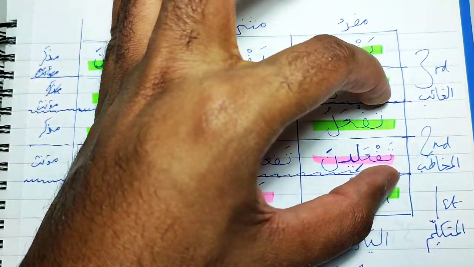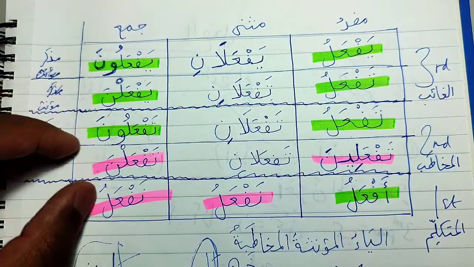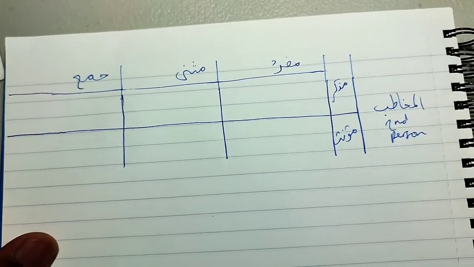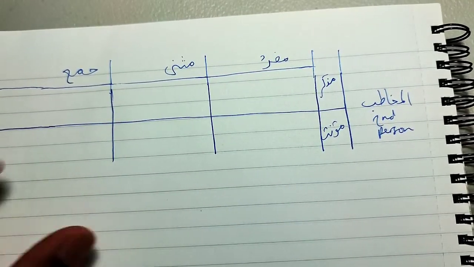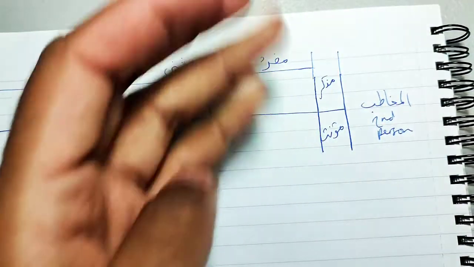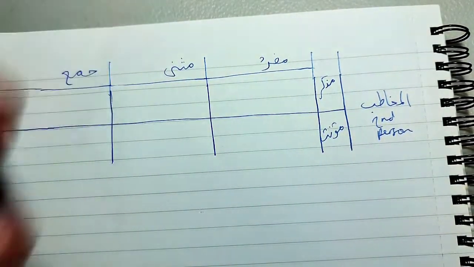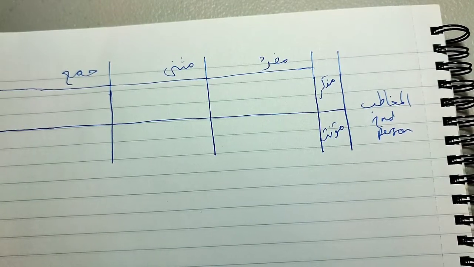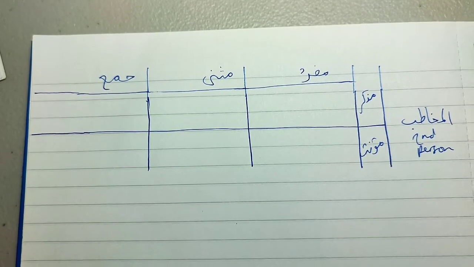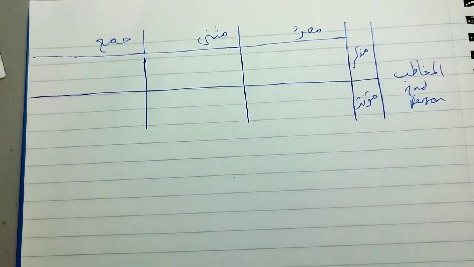You can only command the second person. So the conjugation table for the fi'l amr looks like this. It only has these sections, which I've done here. This is the conjugation table for the fi'l amr, only that middle section, the mukhatab, second person, because it's only possible for you to command second person, someone who you're addressing. Okay, so this is what we're going to be filling out, inshallah. So what are the 4 steps?